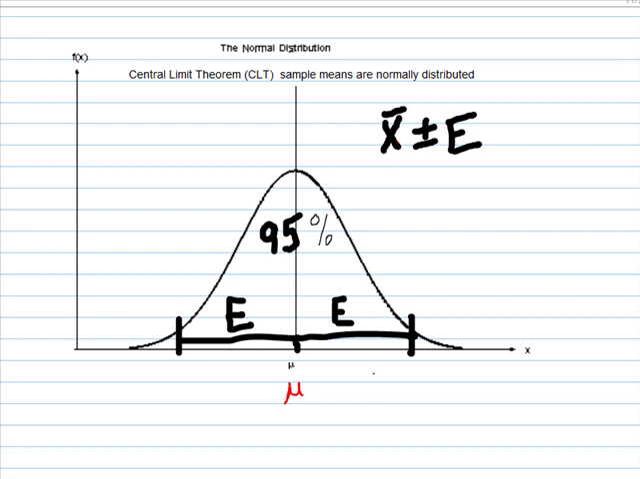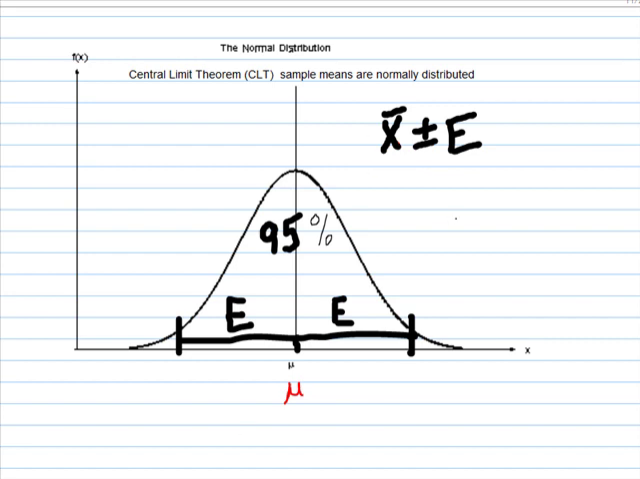So now every time we have a sample mean that is within E of mu, say it's over here or it's over here or it's over here, anytime I have a sample mean that's within E of mu, then x bar plus or minus E, that confidence interval, will contain mu. And it's as simple as that. And since 95% of the sample means are within E of mu, then 95% of my confidence intervals constructed in this way will contain mu.